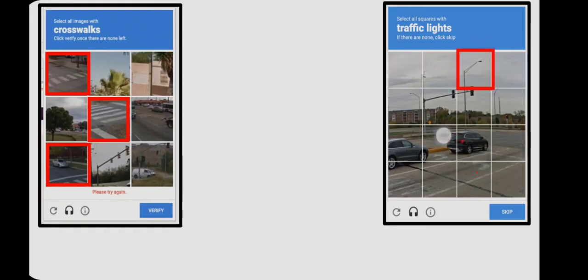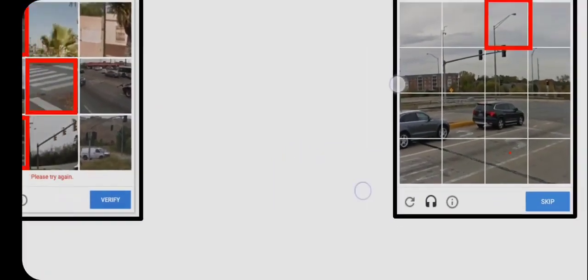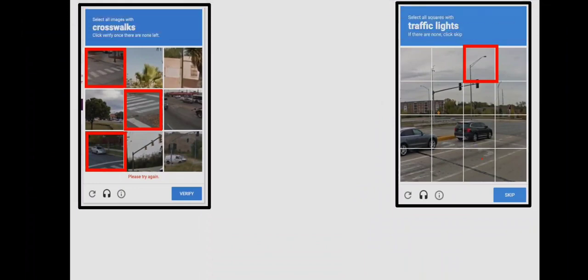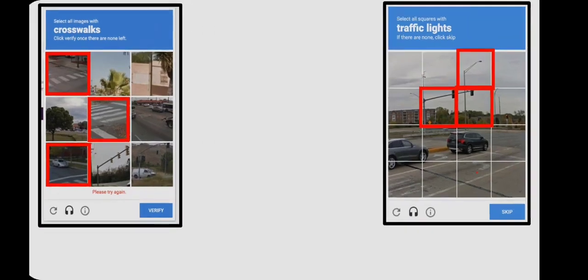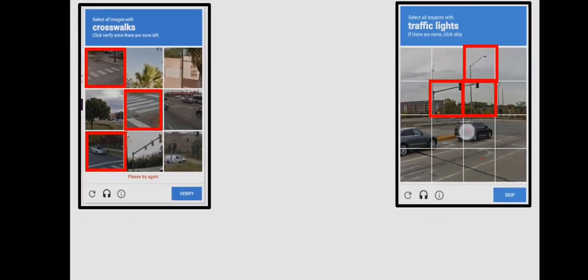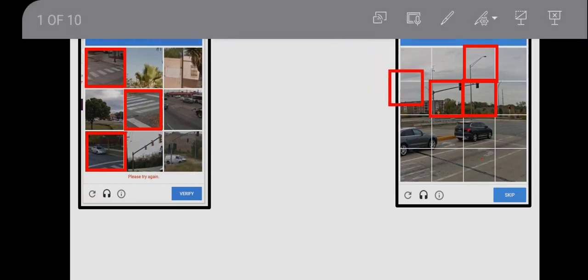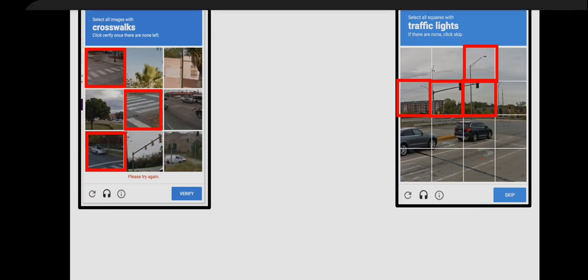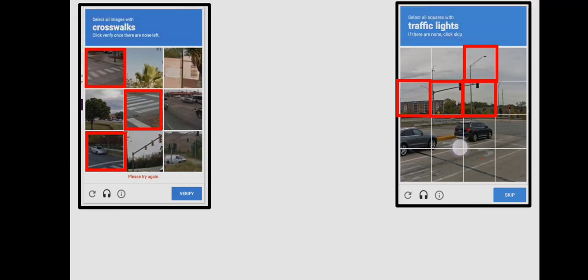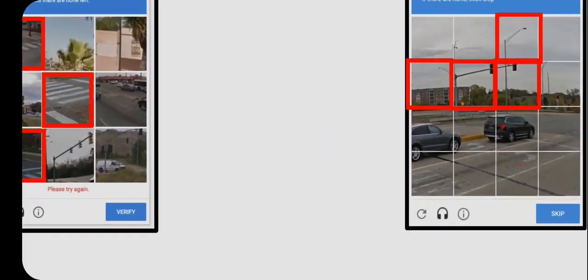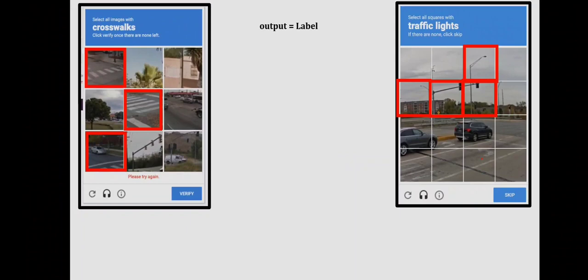Okay, next. So here what we found is the crosswalks and the traffic lights.